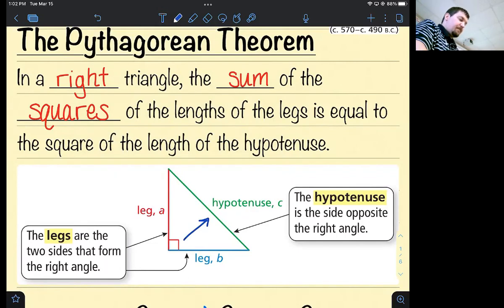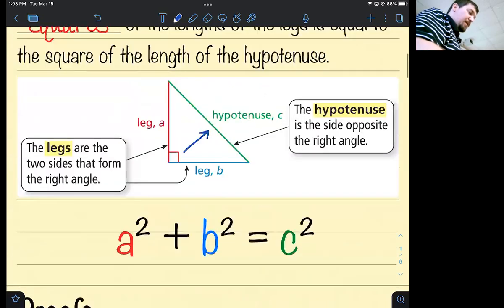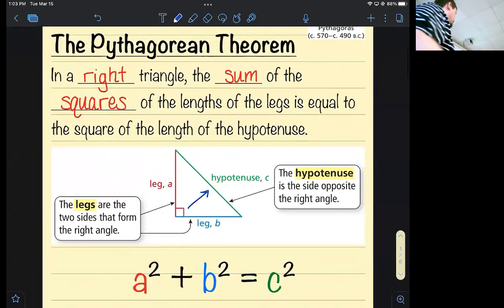No? Okay. Now, we call the legs A and B, and we call the hypotenuse C. I don't care which leg you call A and which leg you call B, but the hypotenuse has to be C. So this equation here is exactly this sentence in equation form. When it says in a right triangle, the sum of the squares of the lengths of the legs, we're referring to a squared and b squared. Okay, so the sum of a squared and b squared is equal to c squared.